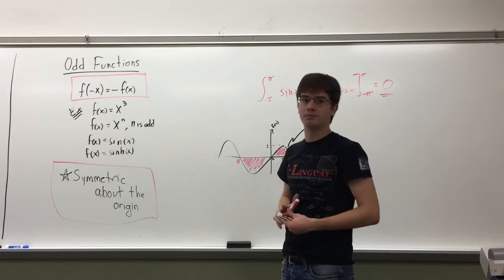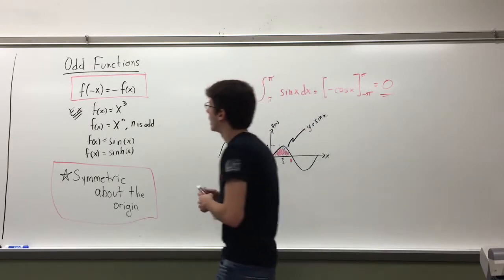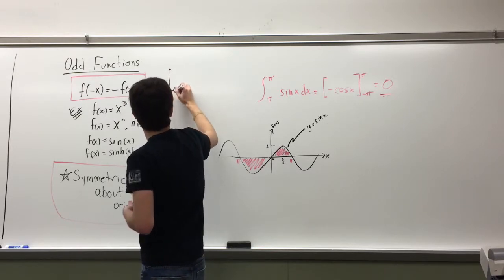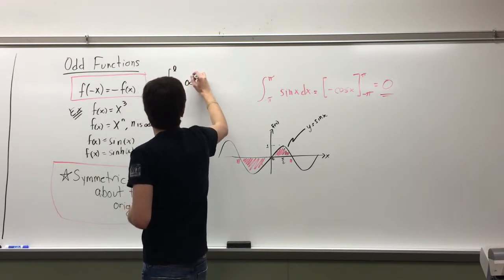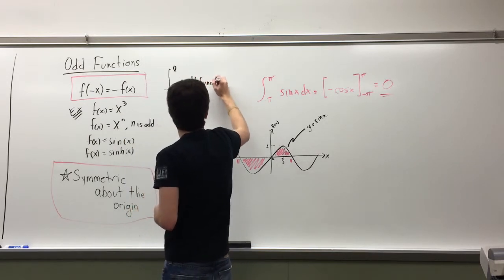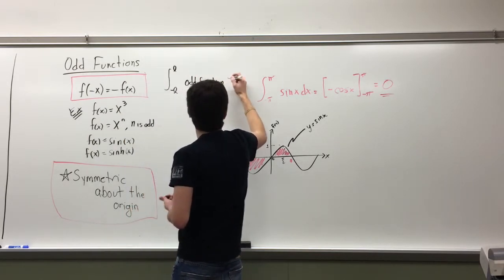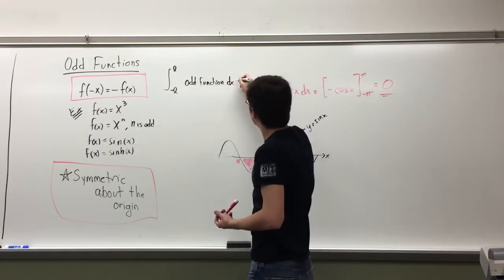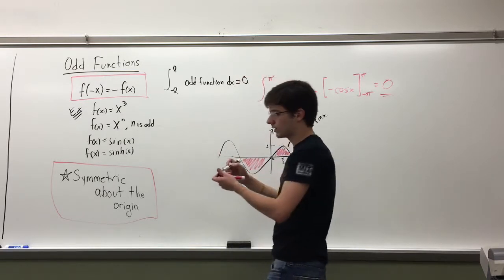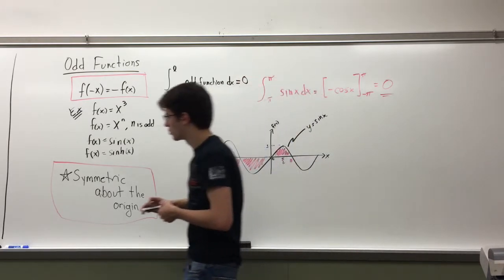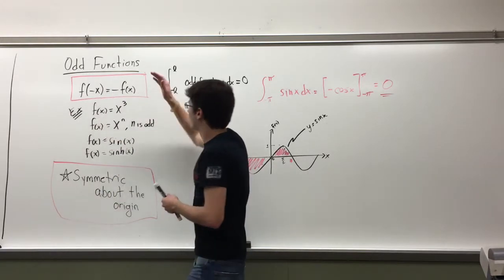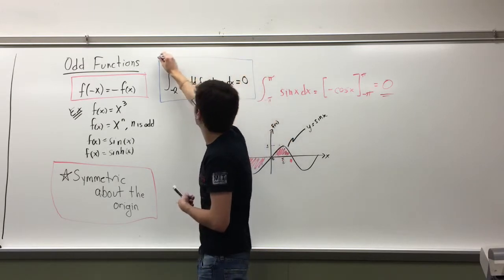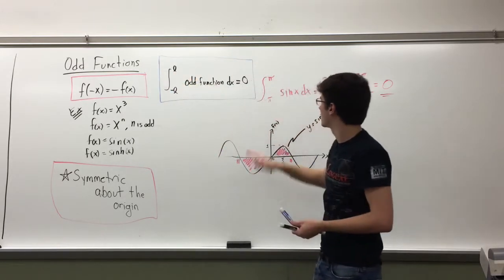But you could write that more generally. You could say that an integral over a symmetric interval, negative L to L, of an odd function dx, or whatever your variable of integration is, is equal to 0. So that is a fundamental property that is worth remembering. So these two are worth remembering, but this one especially, because it's going to be very useful in our calculations.